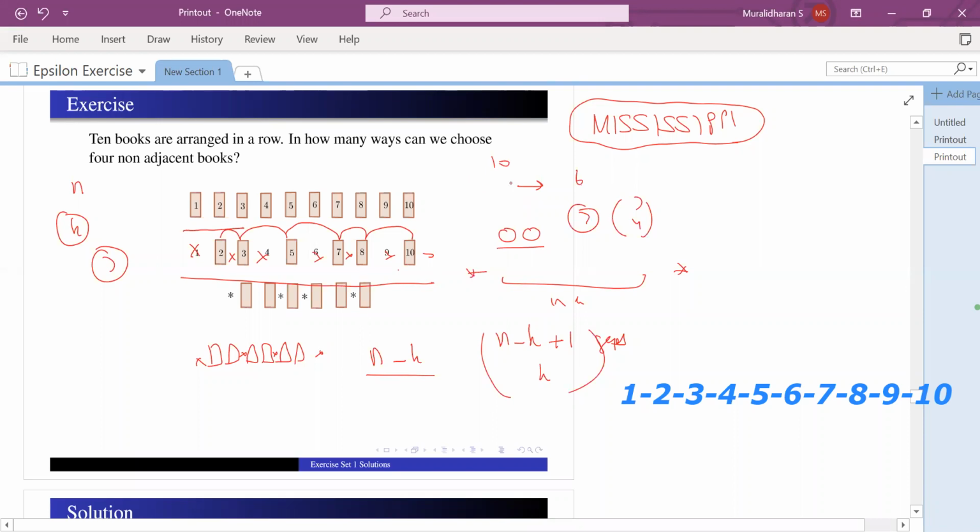Okay, this is the quickest way of doing that. There are other ways also, like the Mississippi problem and so on. We haven't discussed that, so we won't do that problem.